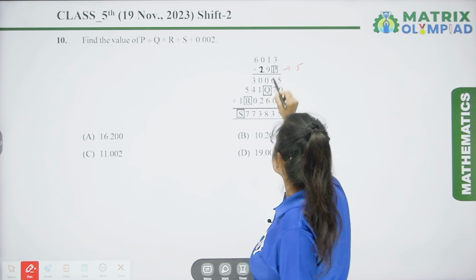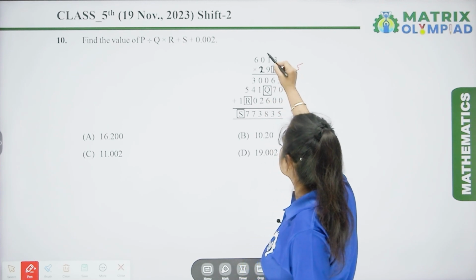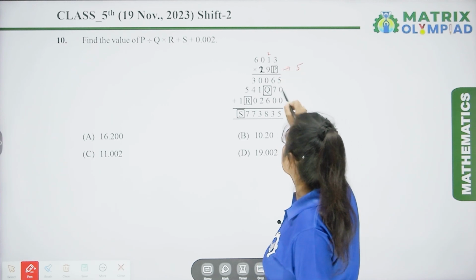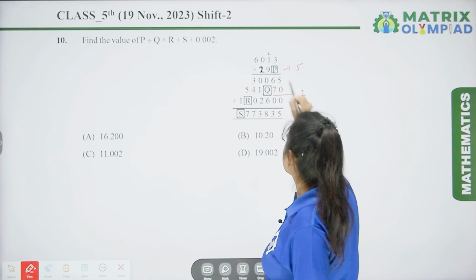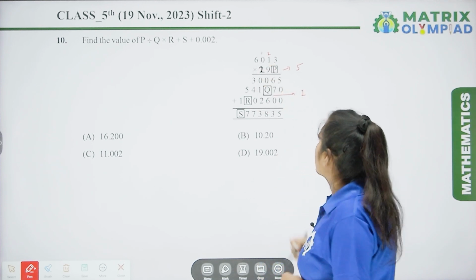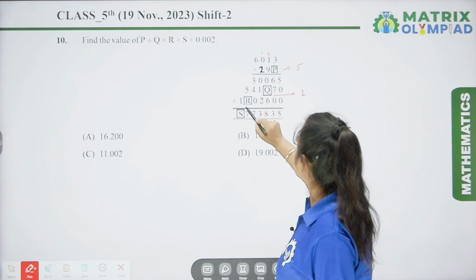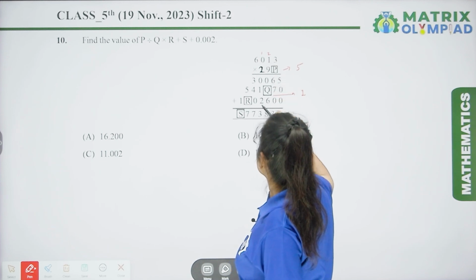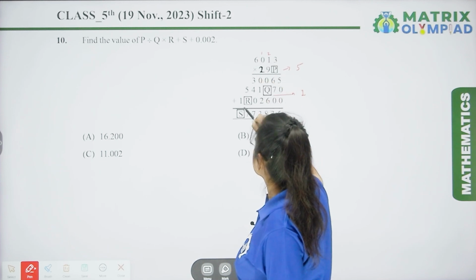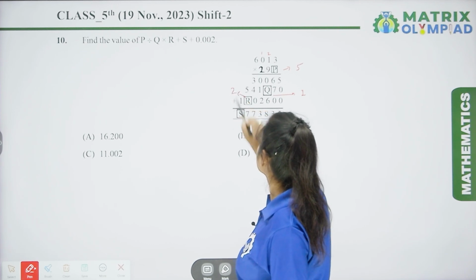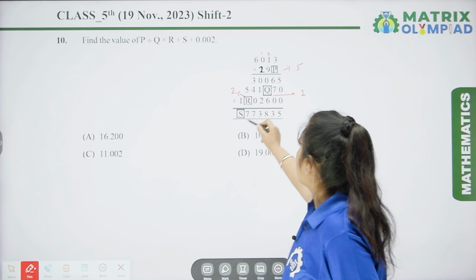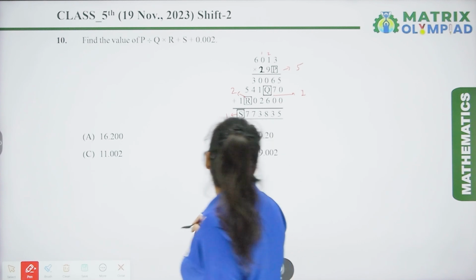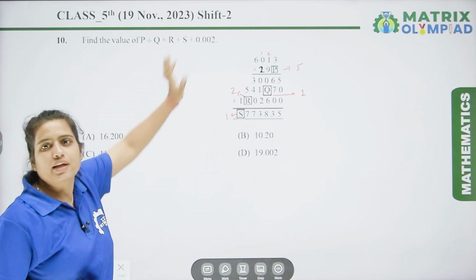Now the next is 9 multiplied by 3 is 27. So here it is 7. 9 multiplied by 1 is 9. Now here Q is 1 as carry 1. Here the next we have to find out the value of R. Here 2 ones are 2, 2 zeros are 0 and 2 6 are 12. So here this is 2. Now the value of S is 1. So here we get the value of P, Q, R and S.